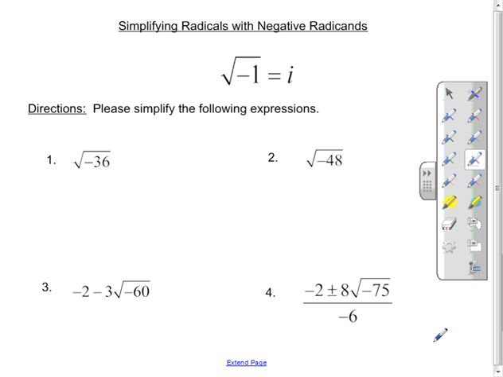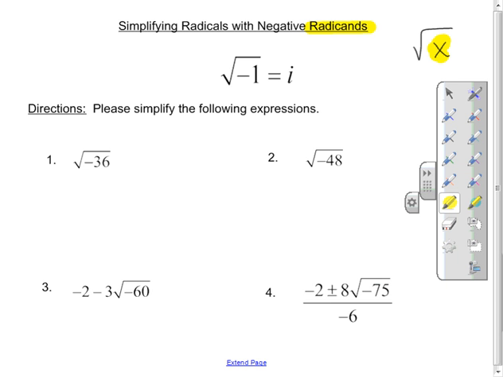Hi, and welcome to this video on square rooting radicals with negative radicands. It's going to introduce the idea of imaginary numbers. So why don't we talk about what a radicand is? A radicand is in fact the number under the radical sign. So if I had the square root of x, it would be x that is the radicand.